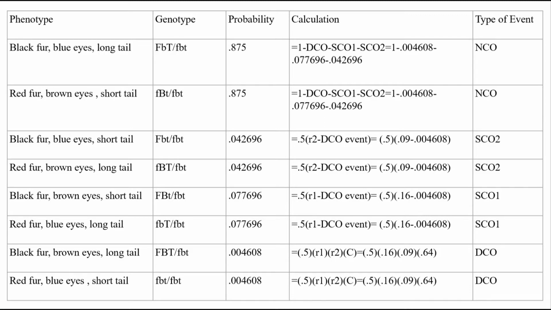The gametes produced from a double crossover both had a probability of 0.004608. The gametes produced from a single crossover in R1 both had a probability of 0.077696. The gametes produced from a single crossover in R2 both had a probability of 0.042696. And the gametes that were produced when no crossover occurred both have a probability of 0.875.